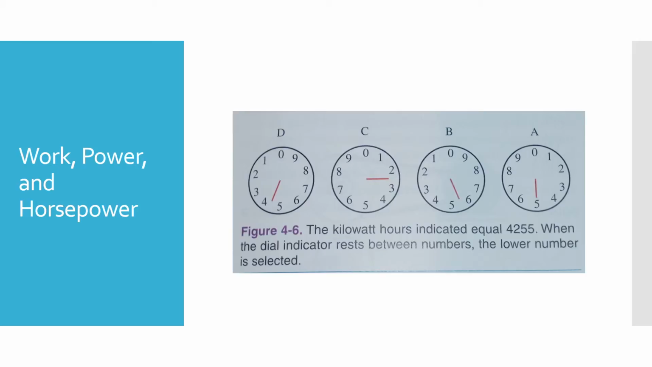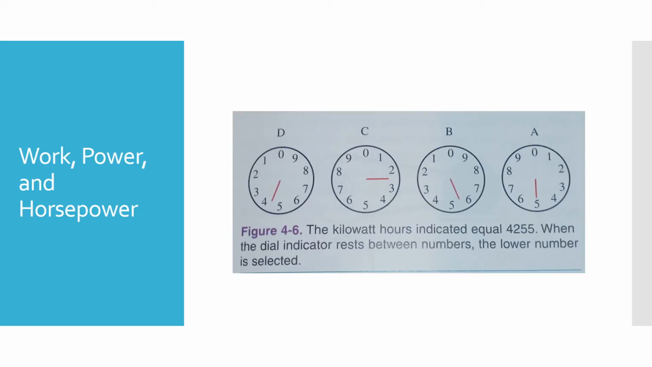Read the meter illustrated in Figure 4-6. The dial A points to 5, dial B points between 5 and 6, dial C points between 2 and 3, dial D between 4 and 5. Therefore, the correct reading would be 4,255 kilowatt hours. Notice that when the indicating arrow is between numbers, the lower number should be used.